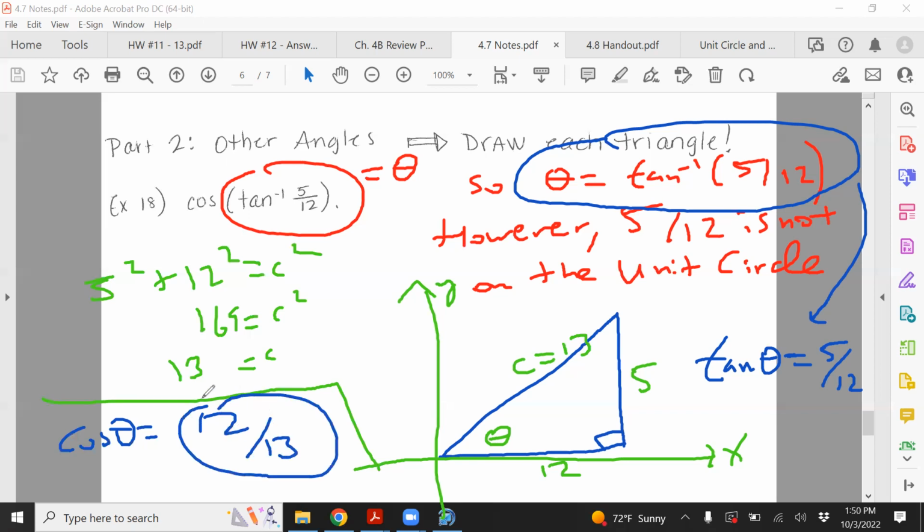I know I did quite a bit of work. This will be faster once I do the other examples. But what I'm doing is constructing a triangle based on this. Once I construct a triangle, then I'm actually going to go through.